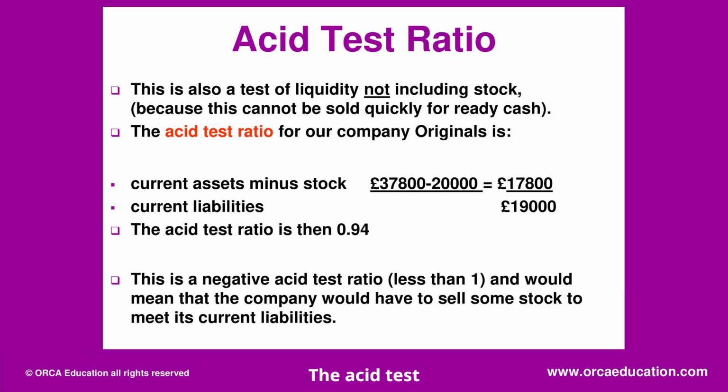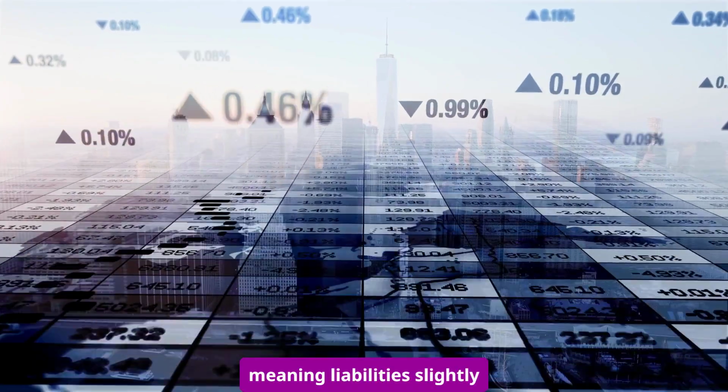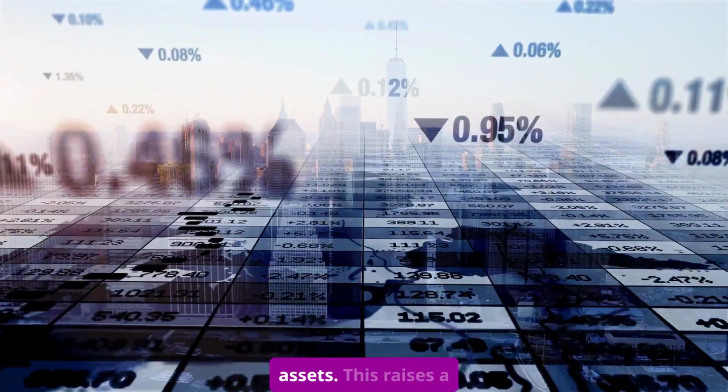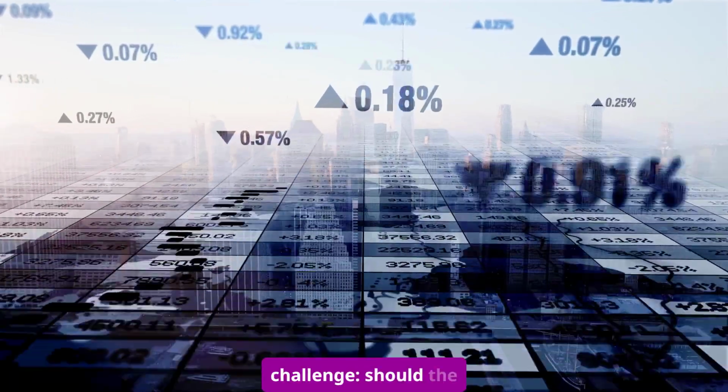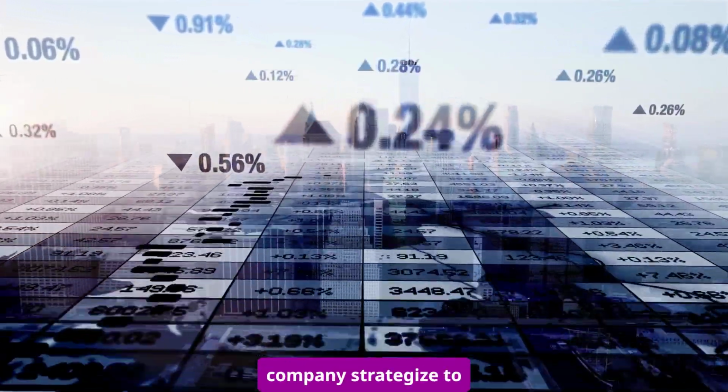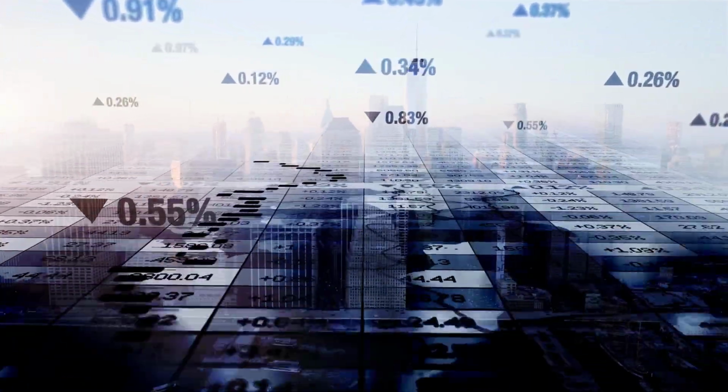The acid test ratio adjusts liquidity by removing stock, as it's not quickly convertible to cash. Originals' acid test ratio is 0.94, meaning liabilities slightly exceed liquid assets. This raises a challenge: should the company strategize to enhance its cash reserves?